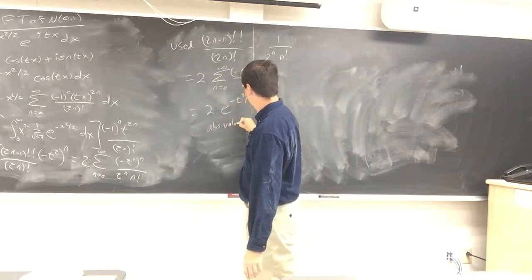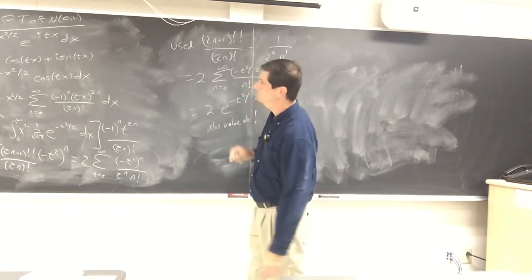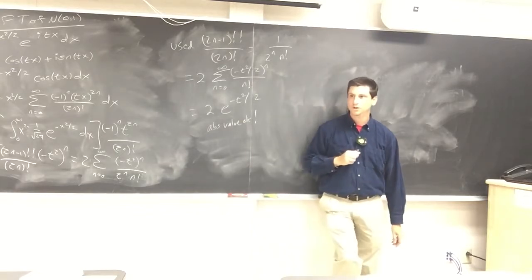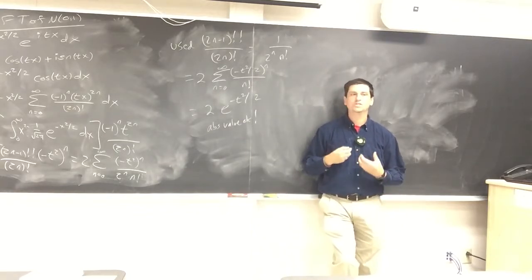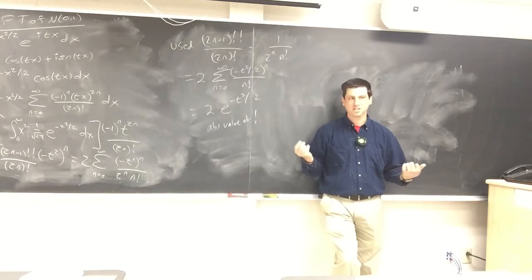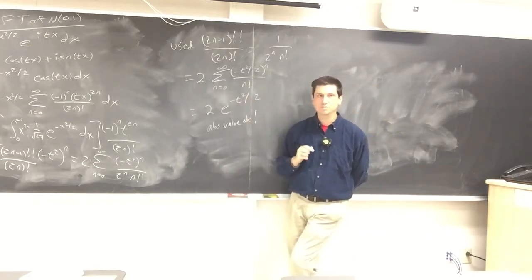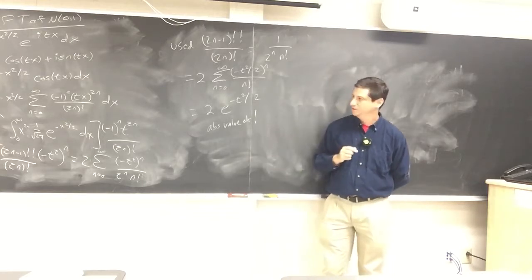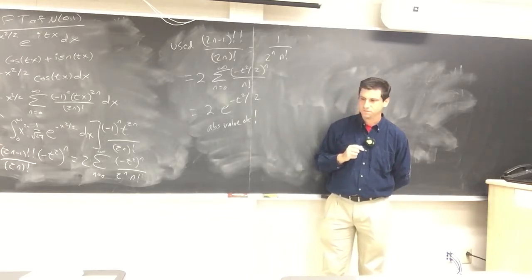Absolute value is OK. We're done. So in some sense, what this is doing is it's mimicking the expected value of e to the tx. We have to do a little bit more work, but we've got it. Any questions about this?